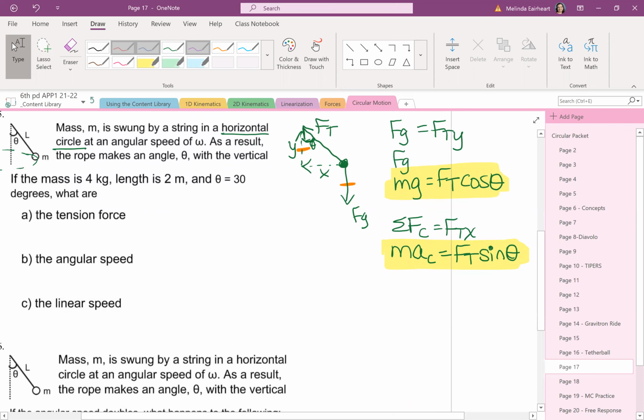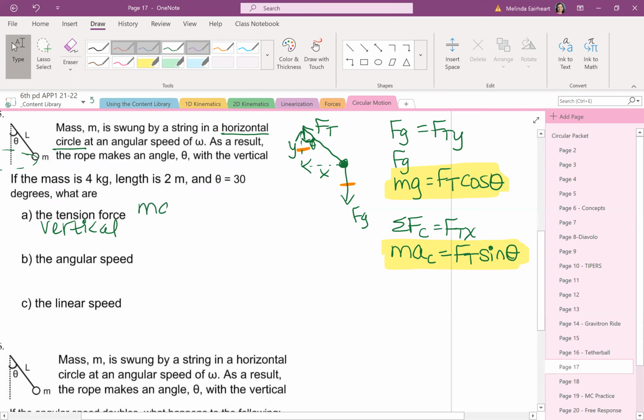Now we know the mass and we know the angle. I'm going to use the vertical statement to find the tension force. Now, does that mean every single time I use the vertical statement to find the tension force? What if tomorrow they don't give you the mass? Are you going to be able to do it? No, right? And so just look at what you know and what you're given.